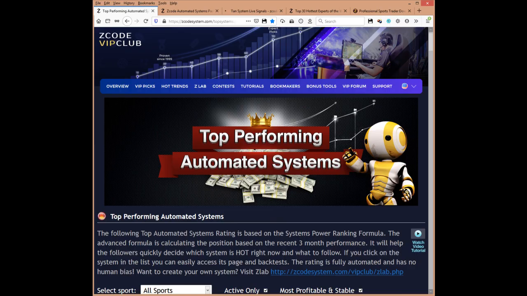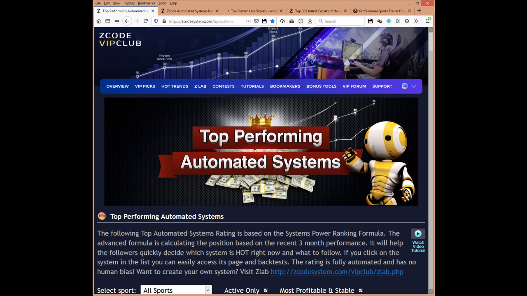Hello, and welcome to this quick review of Zcode's top automated systems and our results that we'd like to share with you guys. As you may well know, our ZLab development team is constantly innovating and improving our Zcode systems, so it's no surprise that a lot of new features and systems have been added over the years.